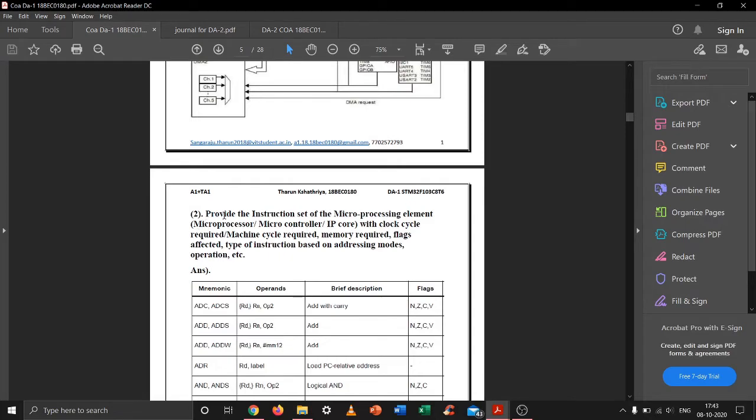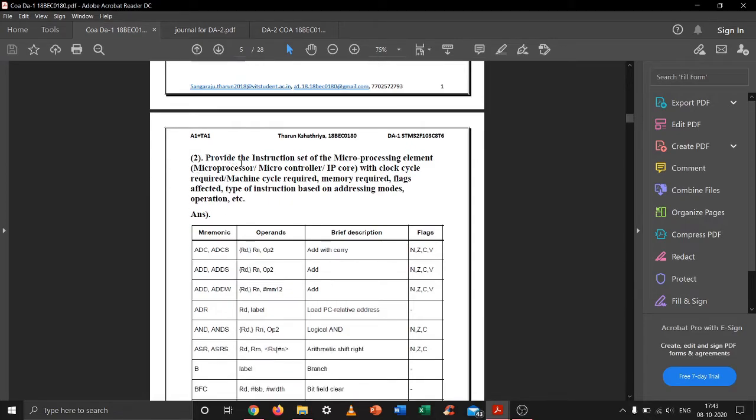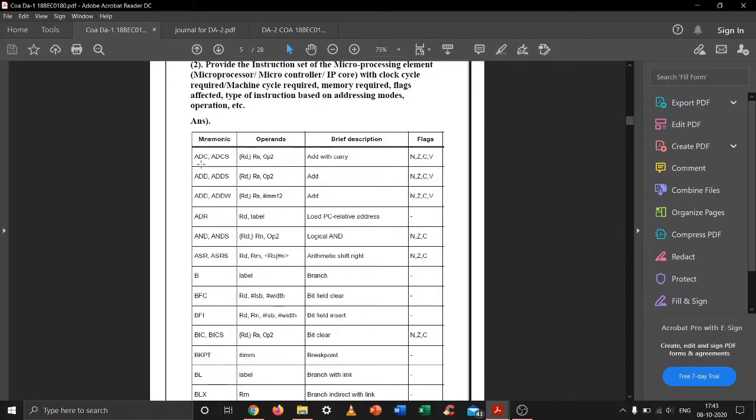And then next, coming to the second question, provide the instruction set of the microprocessing element, microprocessor, microcontroller, or IP core, with clock cycles required, machine cycles required, memory required, flags affected, type of instruction based on addressing modes, operation, etc. These are the commands, and this is the brief description about each and every command which is mentioned over here.